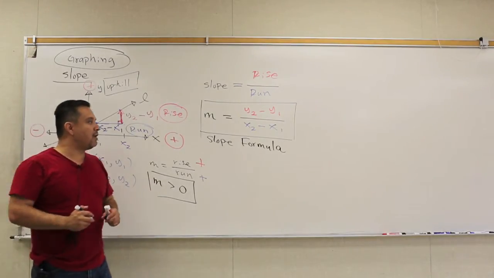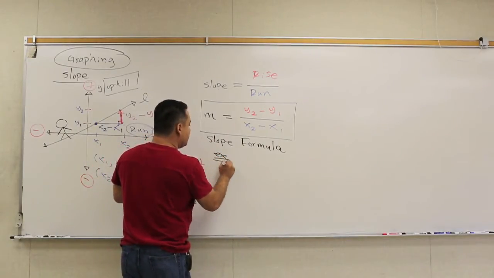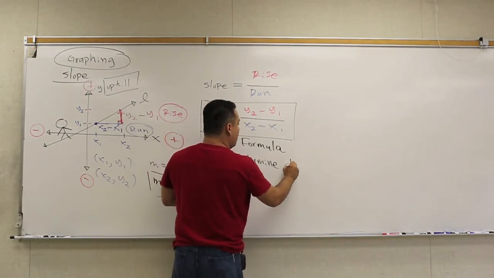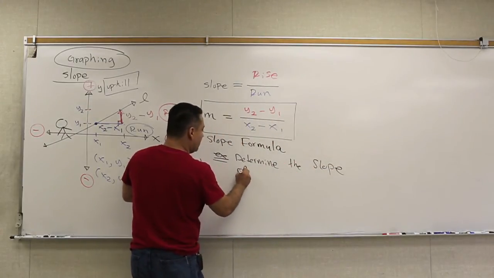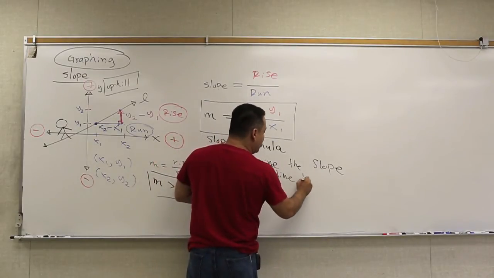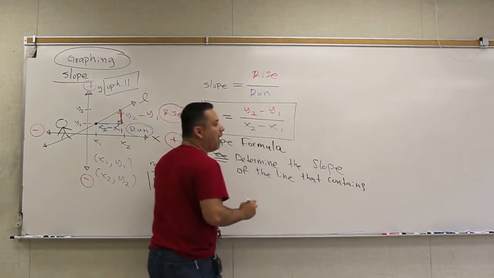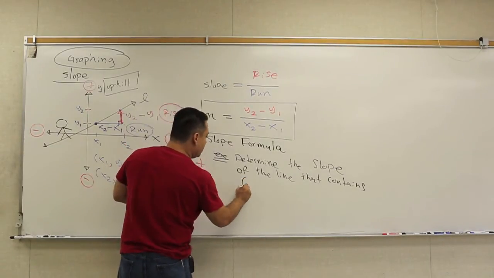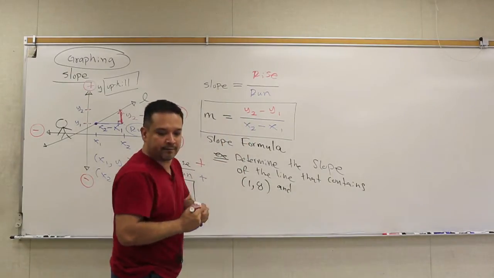Yep. Now here's what we're going to have to do. For example, I'll write it down here. They're going to say to you, determine the slope of the line that contains the following 2 points as an example. (1, 8) and (6, 9).